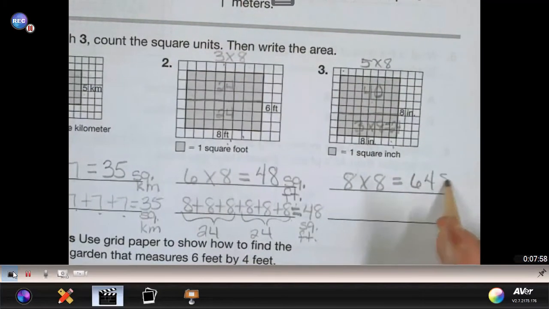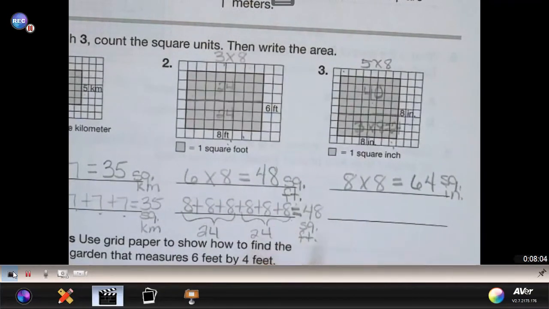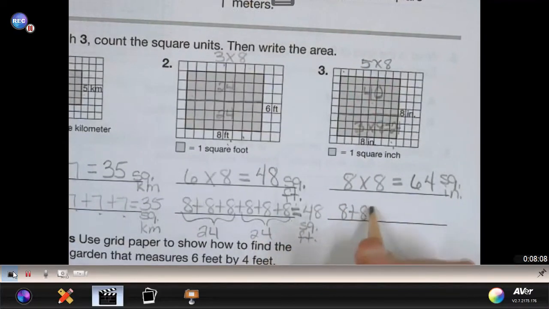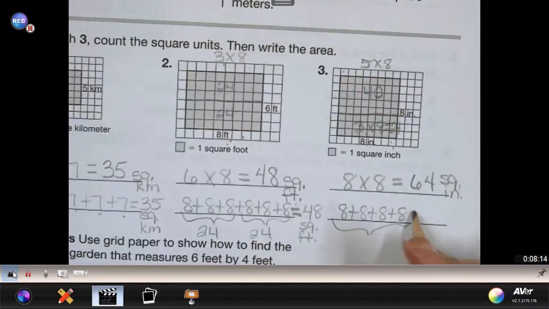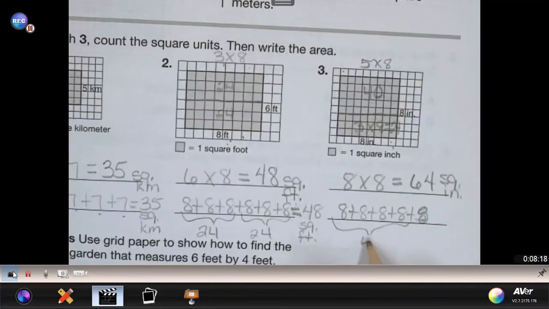I have 64 square inches. And of course, if I add another 2 groups of 8 here, 8 plus 8 plus 8, and actually I could do 5 because that's what I did up there, which was 40.